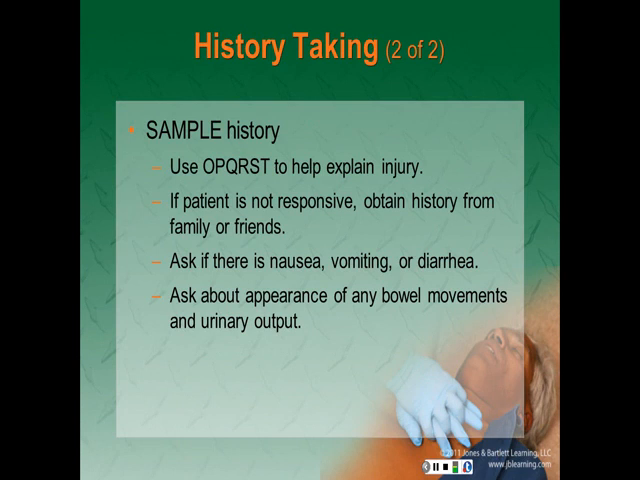You should use the OPQRST mnemonic to help explain an abdominal injury. If the patient is not responsive, attempt to obtain the SAMPLE history from friends or family members, and make sure to ask if the patient has experienced any nausea, vomiting, or diarrhea, and if so, ask how many times and over what period of time. Ask about the appearance of any bowel movements and urinary output, and determine if there was any blood in the urine or black tarry stools called melena. This will help determine if the patient has GI bleeding and if there is bleeding in the lower GI tract.